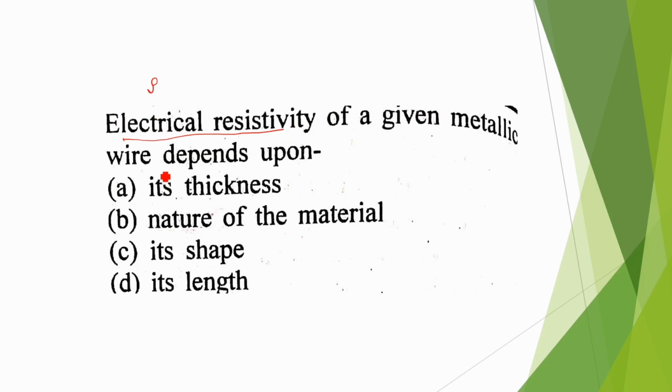Here, 4 options are given. Electrical resistivity of a given metallic wire depends upon its thickness, nature of the material, its shape, its length. Here the option which is correct will be B, the nature of the material. So electrical resistivity of a given wire always depends upon the nature of the material. Let us proceed with the next question.